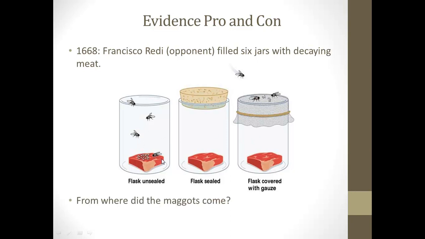So where did the maggots come from? Well, of course, the maggots came from the fly. And what was the purpose of the sealed jars? The whole purpose of the sealed jars was to keep those flies from being able to lay their eggs directly onto the meat. So this helped confirm the hypothesis of biogenesis.